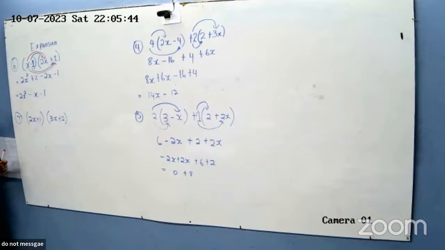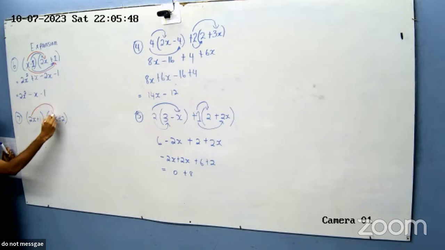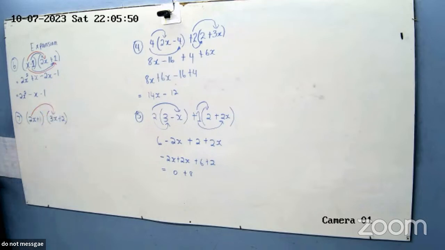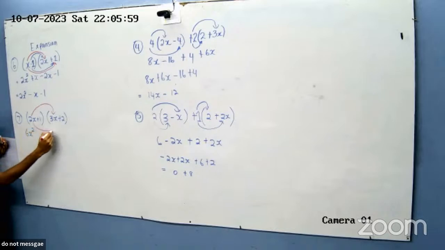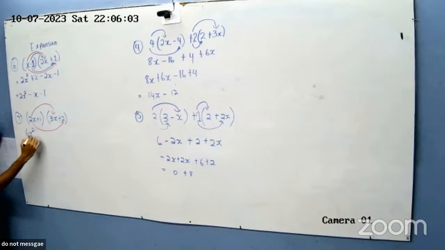Right. So we do it 2x by 3x. You get 6x squared. 2x by 2, plus 4x.